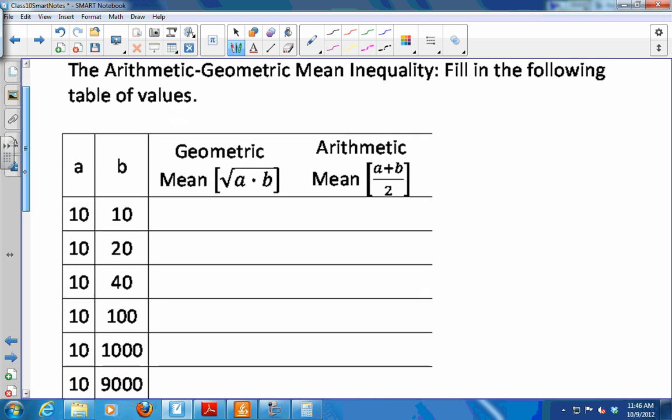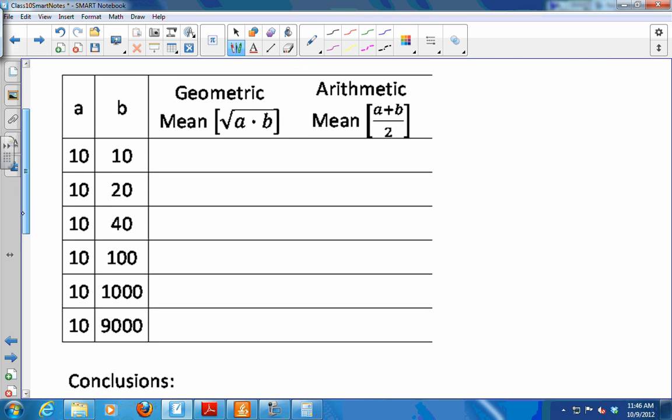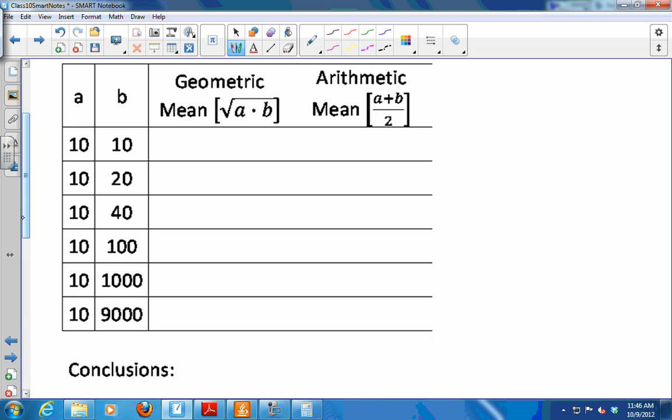Okay, so let's investigate the arithmetic and the geometric mean a little bit more. So for each number in the table, I want you to calculate the geometric mean and the regular old average, which we call the arithmetic mean. Go to it.